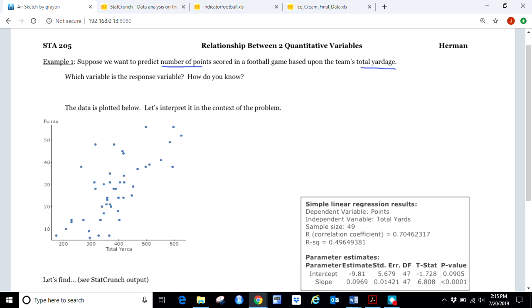Now, as we mentioned before, one of the first things I have to figure out once I have these two variables is which one is the response variable. Which one is really the outcome of interest? Well, what I really want to know is how many points scored, right? That is what I want to predict. That's what I want to know.